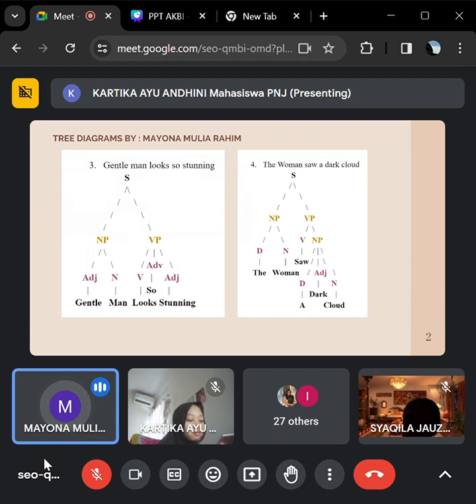The fourth sentence by me is: the woman saw a dark cloud. There are also two phrases, namely noun phrase and verb phrase. In the noun phrase, there are determiner and noun. The word for determiner is the, and the word for noun is woman. In the verb phrase, there are verb and noun phrase. The word for verb is saw, and in the noun phrase, there are determiner, adjective, and noun. The word for determiner is a. The word for adjective is dark, and the word for noun is cloud.